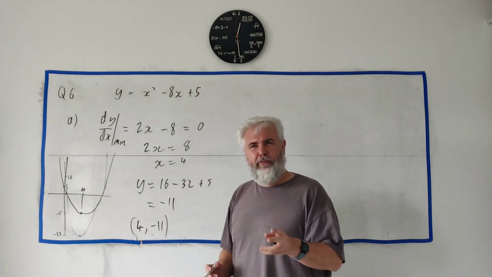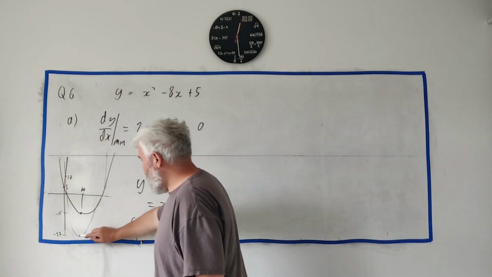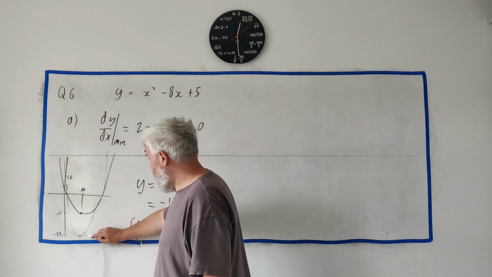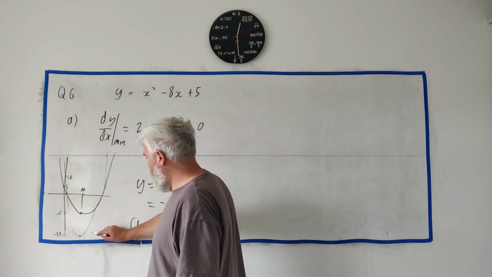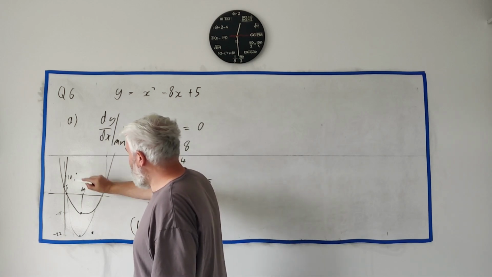But then they weren't finished. They also translated it. Translate just means moved it. They moved it 4 to the right and 1 up. So it just became here. Everybody moved 4 to the right and 1 up.